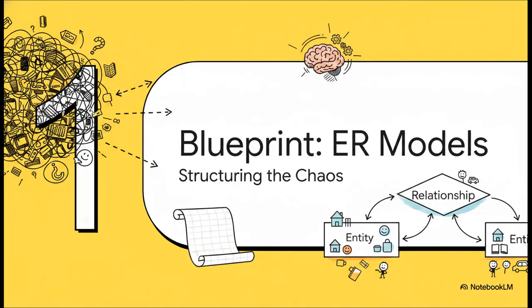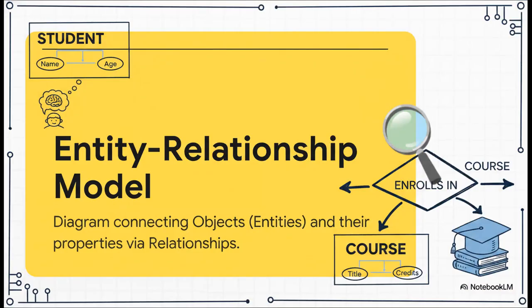Okay, let's dive right into Section 1, the blueprint, ER models. So, the foundation of this whole phase is the entity relationship, or ER model. I know, it sounds super intimidating, but honestly, it's really just a diagram. Imagine we're building a university system, right? A student is an object. We call that an entity. The things that describe that student, like their name or age, those are attributes. And how that student connects to a course entity, well, that's the relationship. It's basically the architectural blueprint of our database.